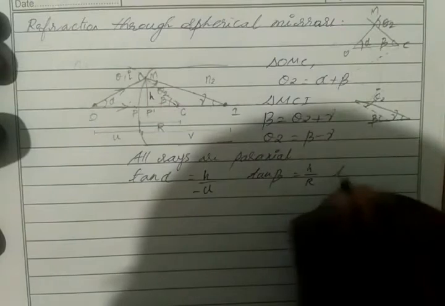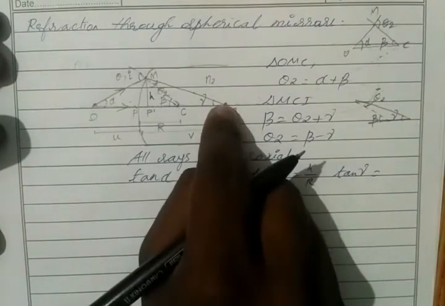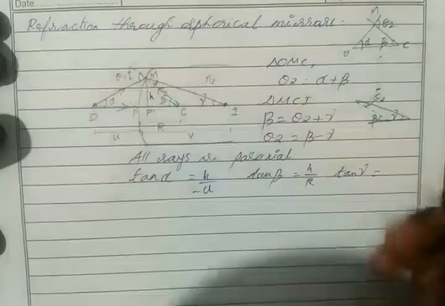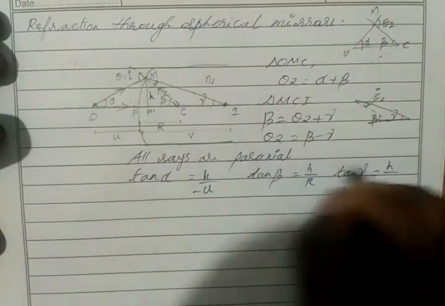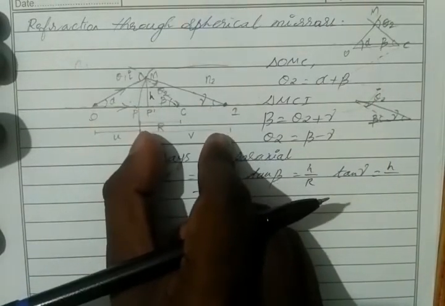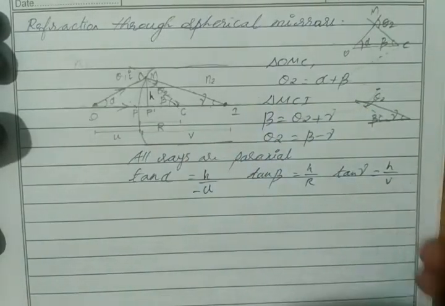Then tan gamma, the next triangle. For triangle IMP dash, opposite h, adjacent P dash I. P dash I is nothing but the image distance. The image distance is also on the right side, so we take plus v.